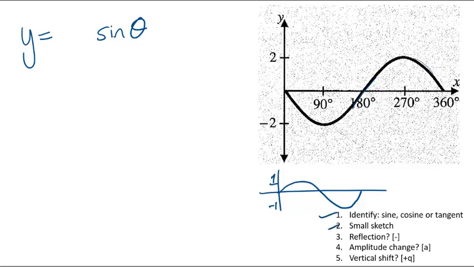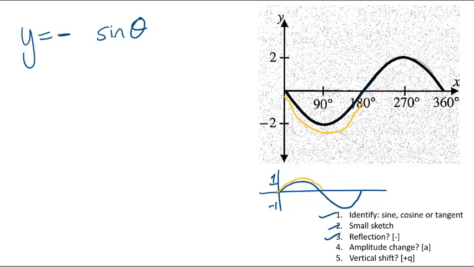Next up, is this a reflection? Now I'm going to look at this and I'm going to say on my graph I go up then down, and on this one I go down then up. So to answer the question, yes, there is a reflection because it's going in the opposite direction. Y is negative sine of theta.